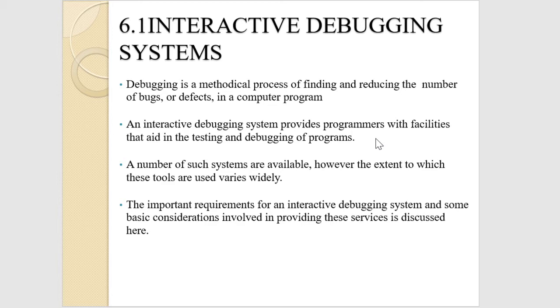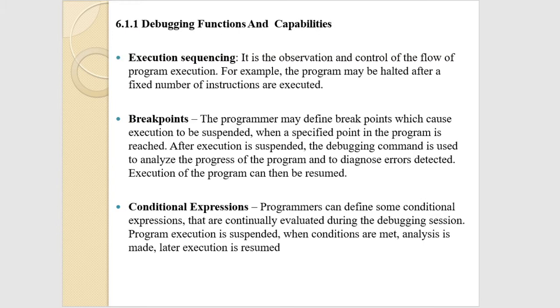An interactive debugging system provides programmers with facilities that aid in the testing and debugging of programs. A number of such systems are now available. The important requirements of an interactive debugging system are debugging functions and capabilities. In debugging functions and capabilities, the main points are unit test functions, tracing and traceback, then program display capabilities. One important requirement of any interactive debugging system is unit test functions.